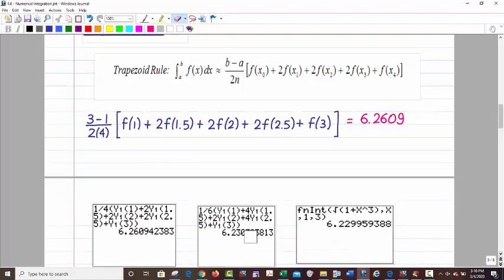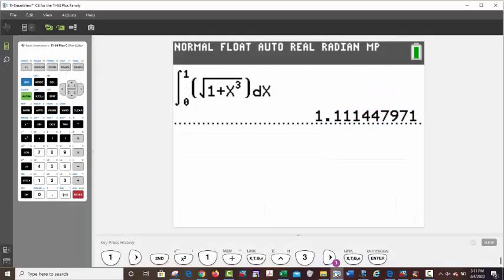Now I kind of got it nested down here. Let me show you. If you've never used the VARS, Y-VARS function before, this could be a new experience for you. Now I'm going to bring up my calculator.